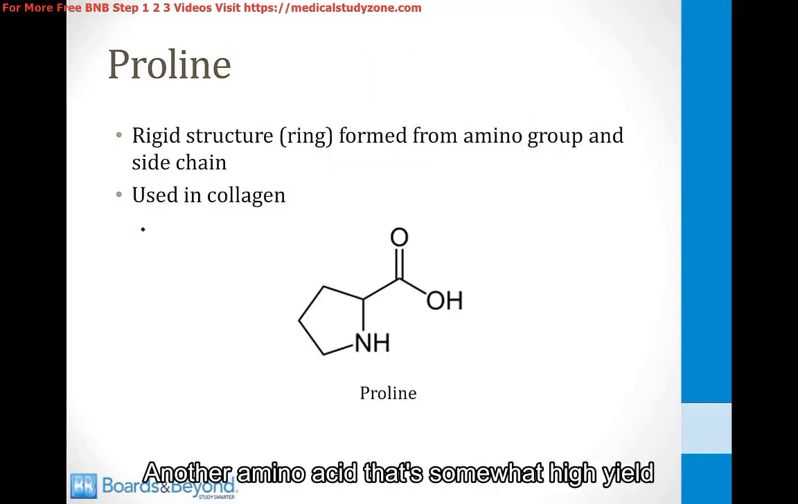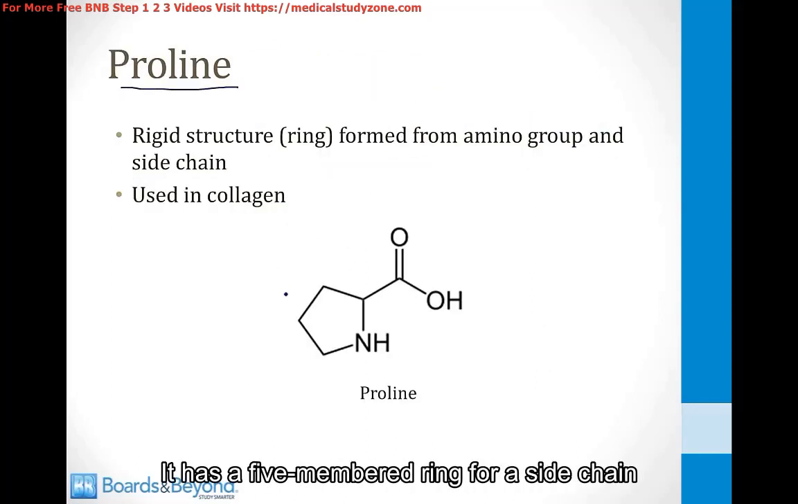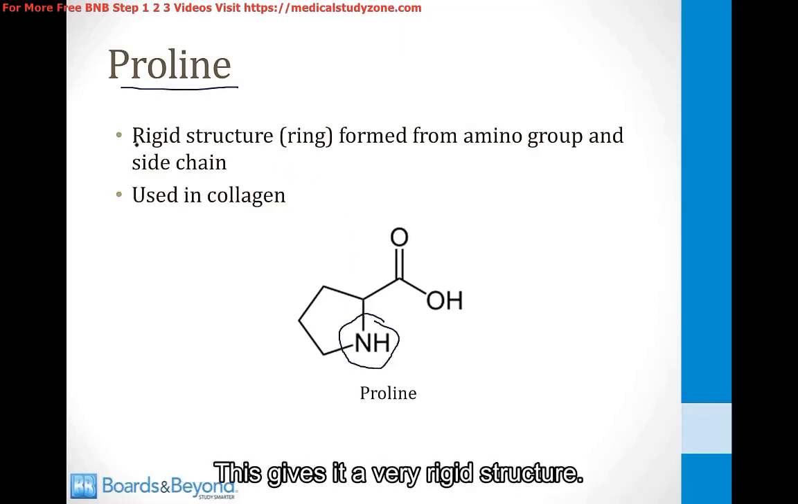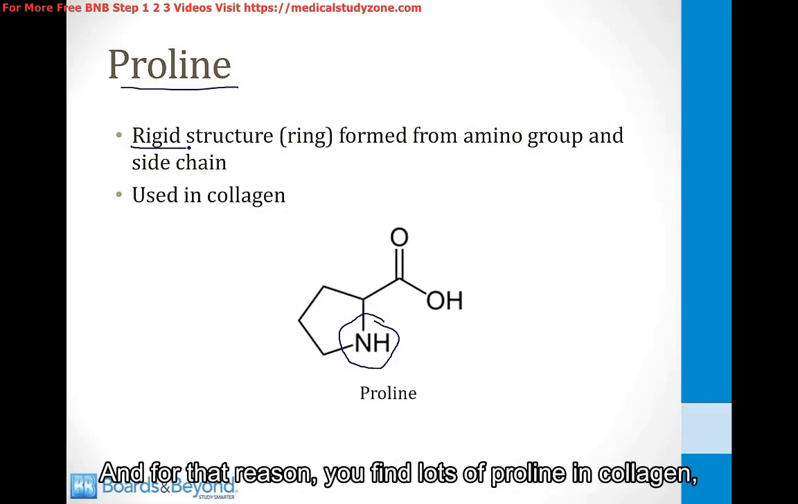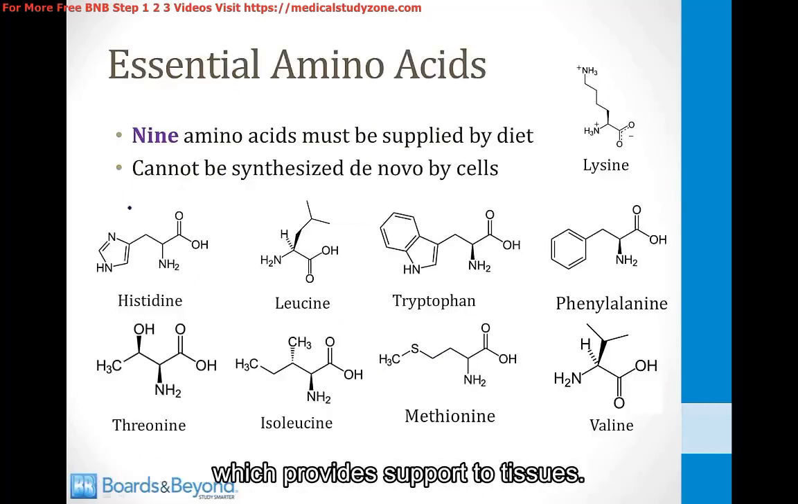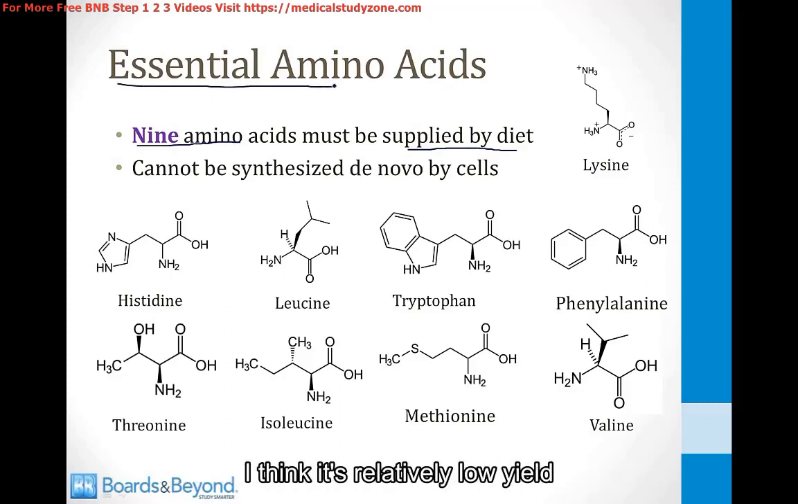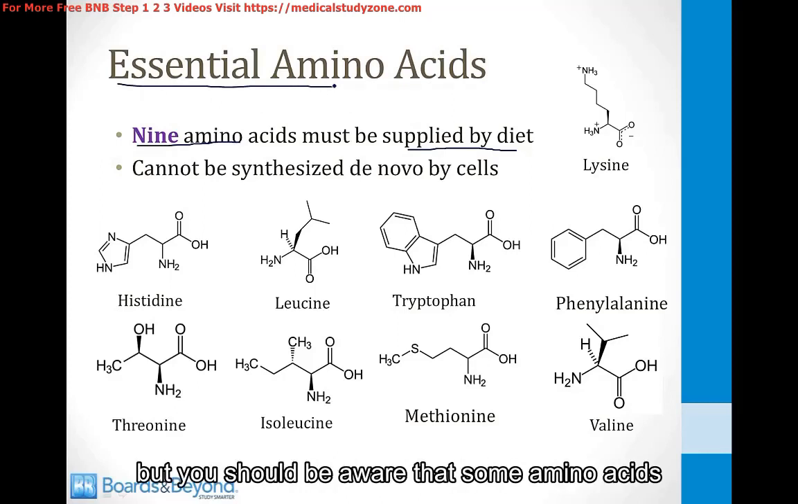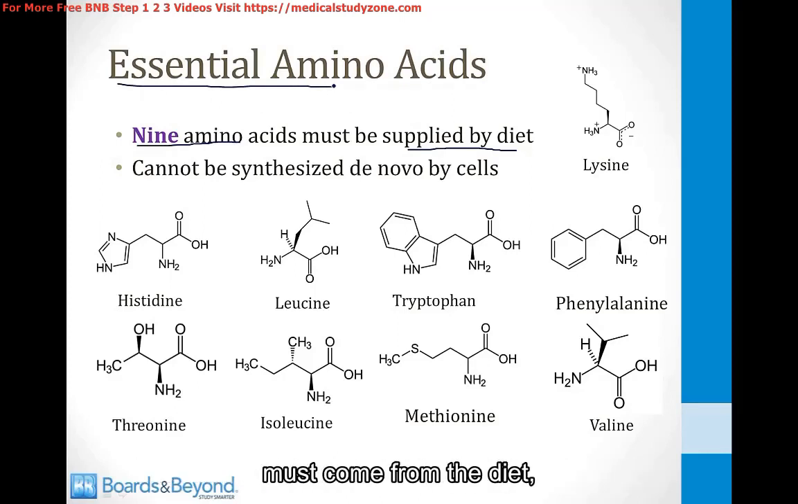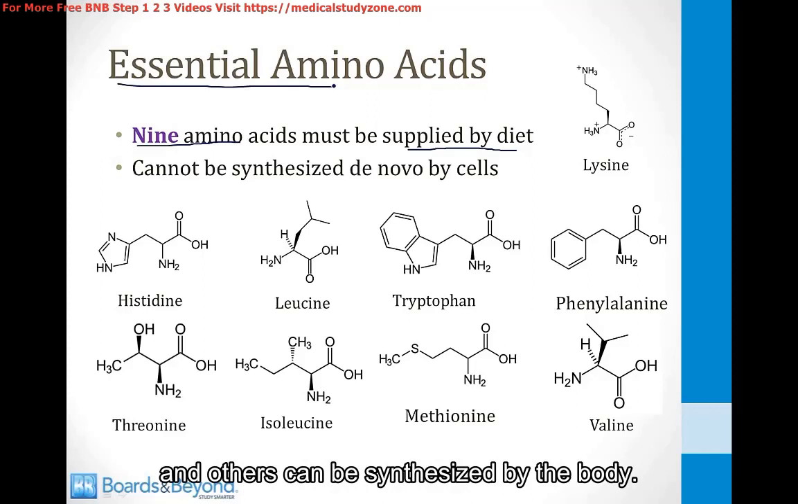Another amino acid that's somewhat high yield to know about is proline. It has a 5-membered ring for a side chain with an amino group in it. This gives it a very rigid structure, and for that reason you find lots of proline in collagen, which provides support to tissues. There are 9 amino acids that must be supplied by the diet. The body cannot synthesize them de novo, and these are called essential amino acids. I think it's relatively low yield to memorize the names of all these, but you should be aware that some amino acids must come from the diet and others can be synthesized by the body.